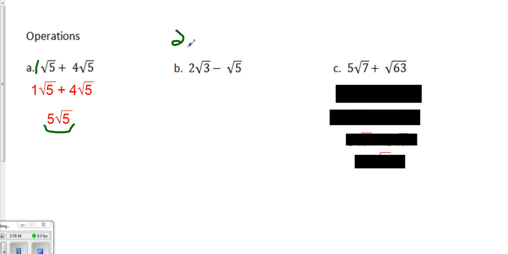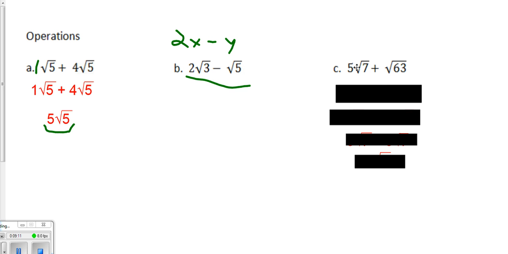It would be like saying 2x minus y. This is x terms, this is y terms. We can't take y terms away from x terms. Or at least when we're simplifying, we can't combine them as though they were like terms. So this would be the most simplified form. You would just leave it as 2 square roots of 3 minus the square root of 5.